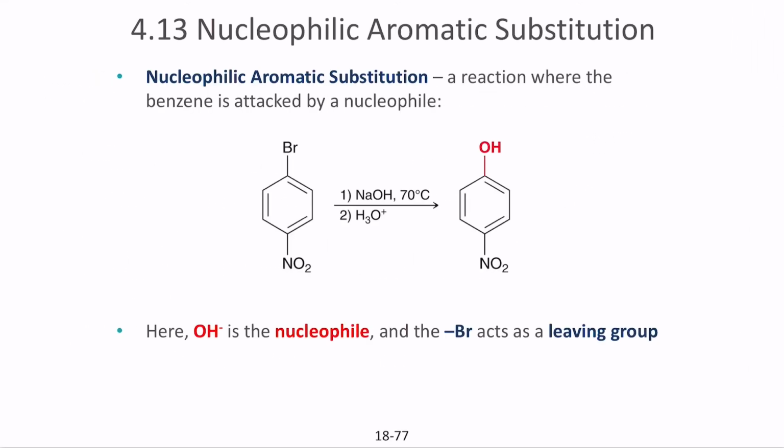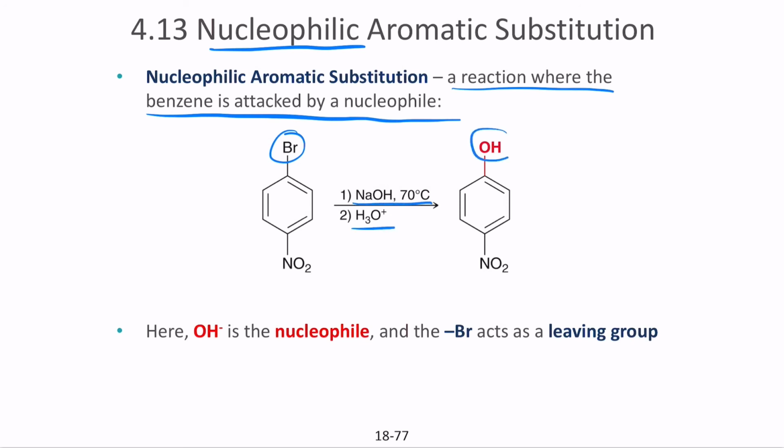So next let's talk about aromatic substitution, but this time nucleophilic. So nucleophilic aromatic substitution is a reaction where the benzene is attacked by a nucleophile. So the benzene, rather than acting as a nucleophile, is attacked by a nucleophile. So for example, let's say we have bromonitrobenzene. So this creates, in presence of NaOH, the OH group. So the OH here acts as the nucleophile and the bromine acts as the leaving group.